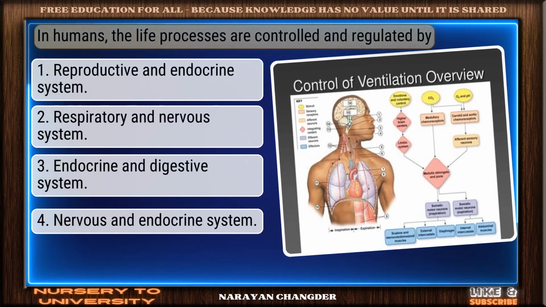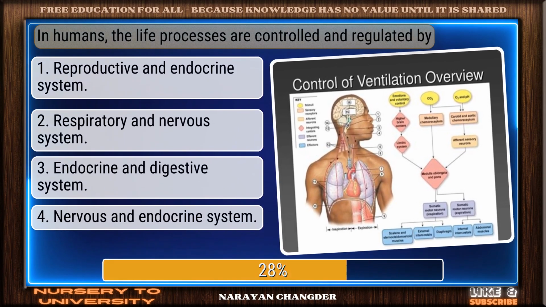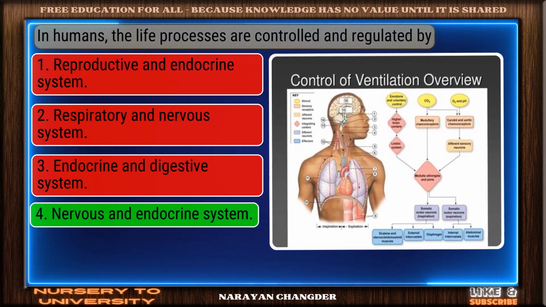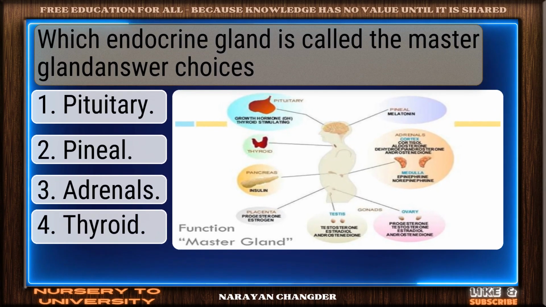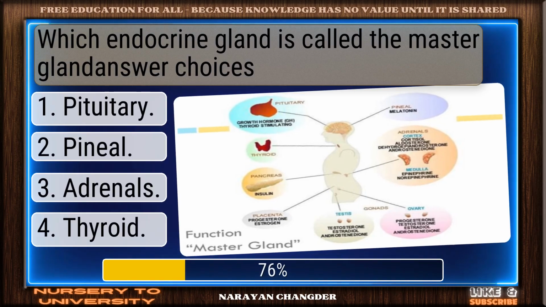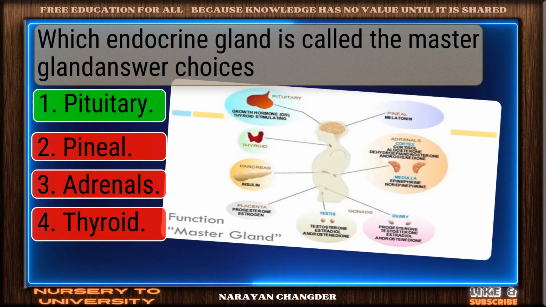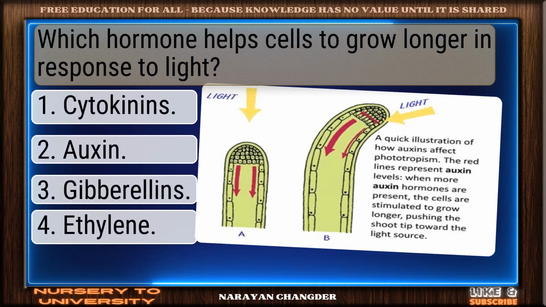In humans, the life processes are controlled and regulated by. Clear logic. Nervous and endocrine system is sound. Which endocrine gland is called the master gland? Answer choices. Perfect. Pituitary is the one. Which hormone helps cells to grow longer in response to light?